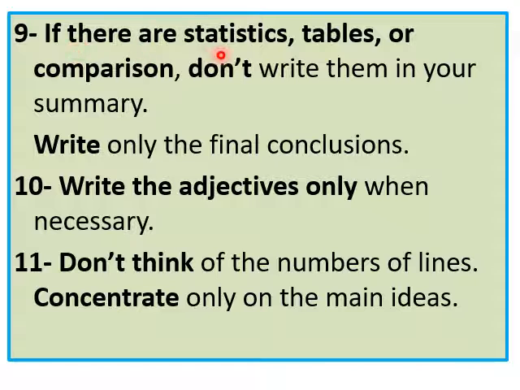If there are statistics, tables, or comparisons, don't write them in your summary. If I have statistics, tables or comparisons in the original text, I don't write them in my summary. But what should I do? I write the final conclusions of these statistics, the final conclusions of these tables. For example, I have a statistic in the original text. When I write a summary, I see what the conclusion of this statistic is, and I write the conclusion.